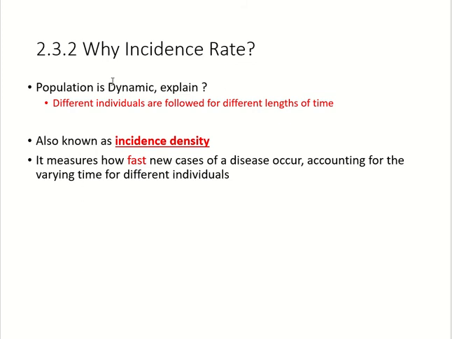So why incidence rate? Population is dynamic, so different individuals are followed for different periods of time. So let me start again. We were talking about cumulative incidence. Now we want to talk about incidence rate. What is the difference between the two?